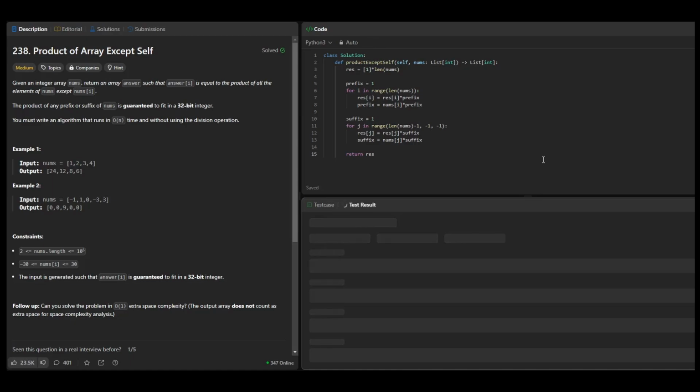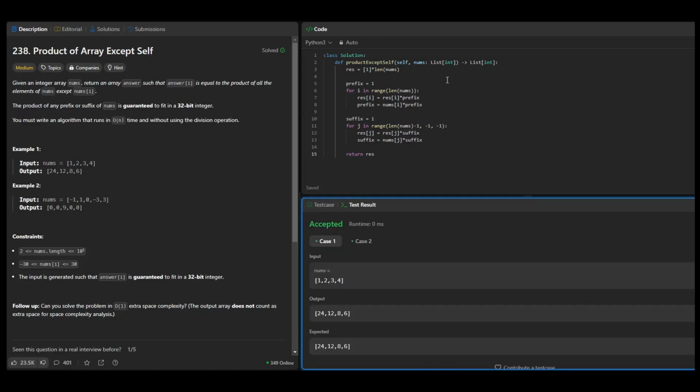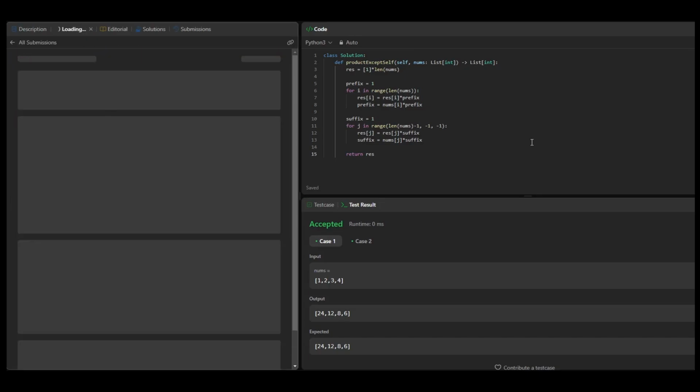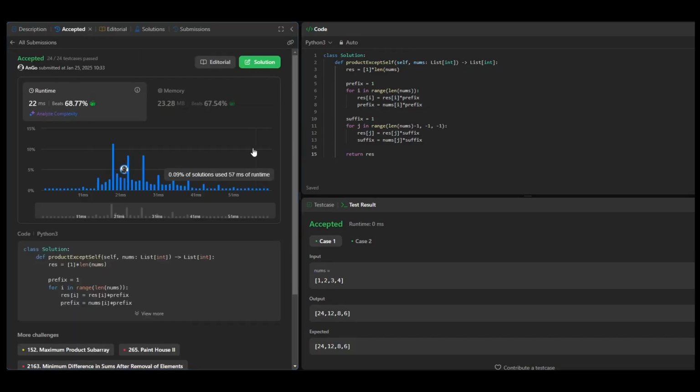Let's run this code. Let's submit it. So we have a solution.